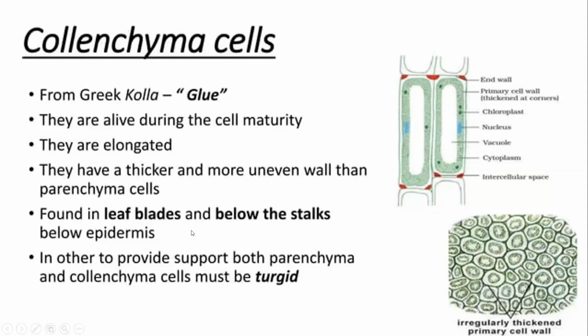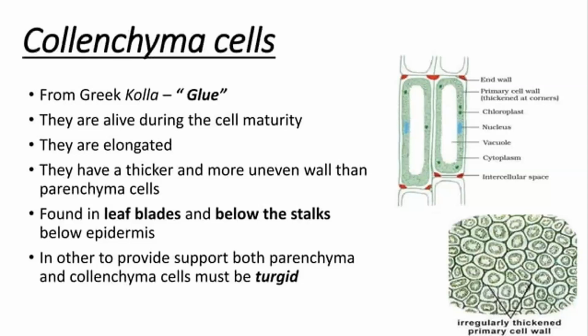They are found in leaf blades and below the stalks, below the epidermis. They provide support for both parenchyma and chlorenchyma cells, so they must be turgid. They mainly help in mechanical support. They are found in stems, leaves, floral parts, and also the fruits. These are living tissue, and they mainly give tensile strength, so they can survive forcible winds. Plants cannot break during high pressure winds. Due to the presence of this tissue, they give tensile strength.